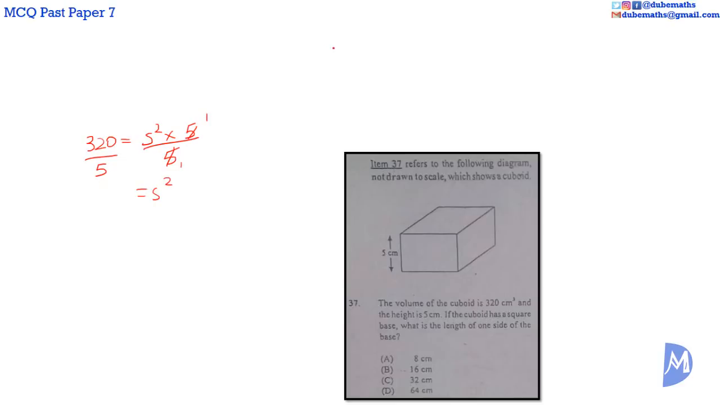And 320 divided by 5, short division. 5 into 32 is equal to 6. 6 5s are 30 with 2 remaining. 5 into 20 is equal to 4. You get 64. So S squared is equal to 64. We find the square root, because the square root of S squared will give us S. So we find the square root of both sides. S is equal to 8. 8 squared is equal to 64. The answer is A.